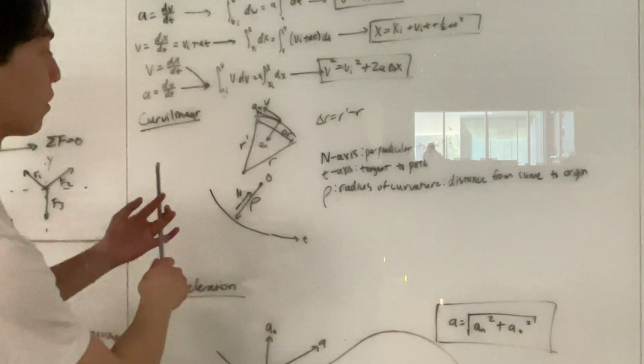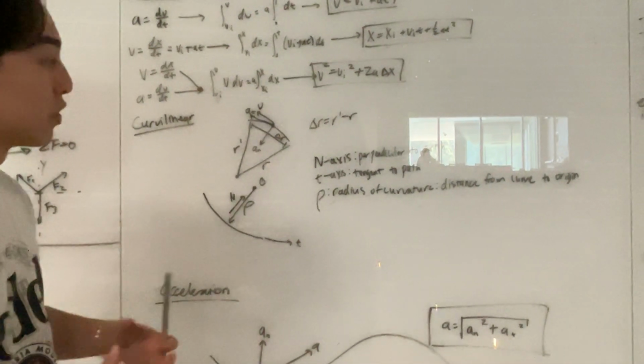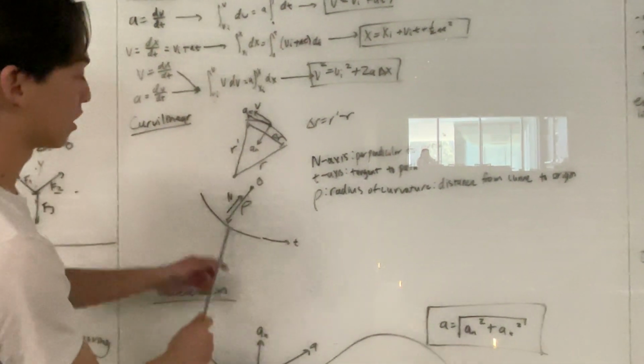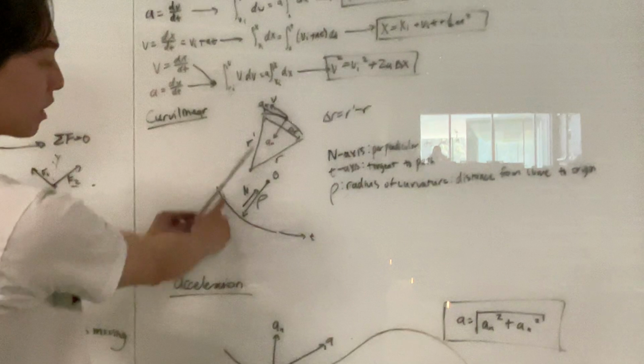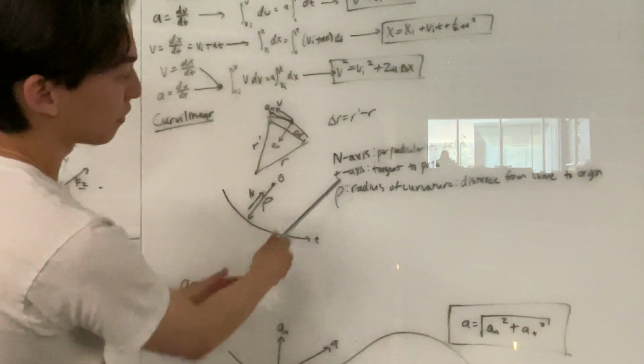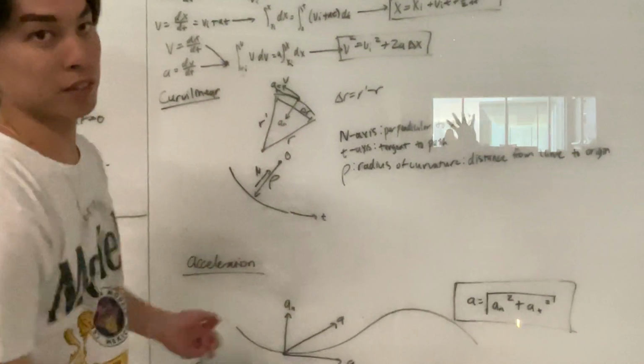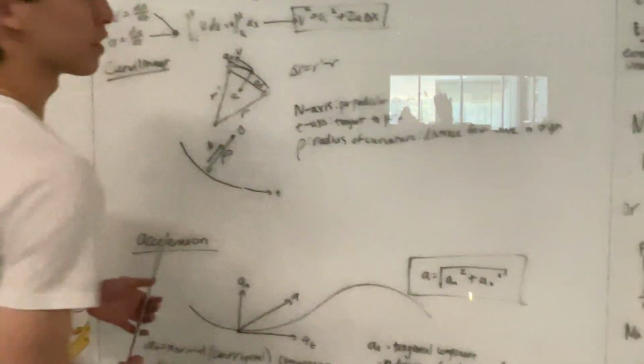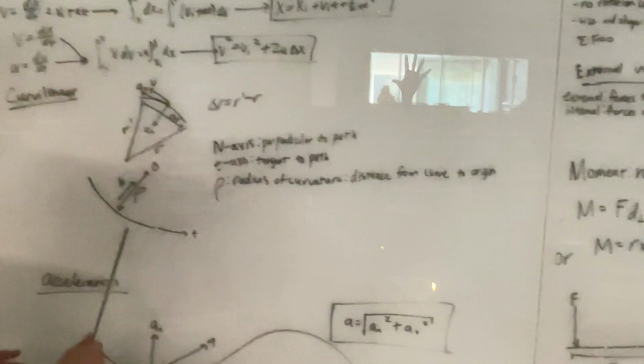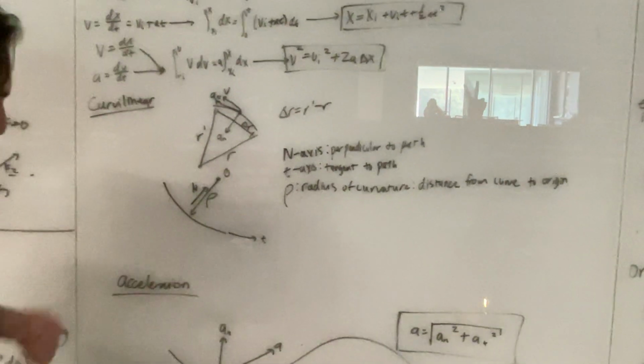With curvilinear motion, we actually have two new axes. We have the n-axis right here, which is perpendicular to the path you're moving along. We have the t-axis, which is tangent to the path. And we have rho, which is the radius of curvature. If you can see it right there.